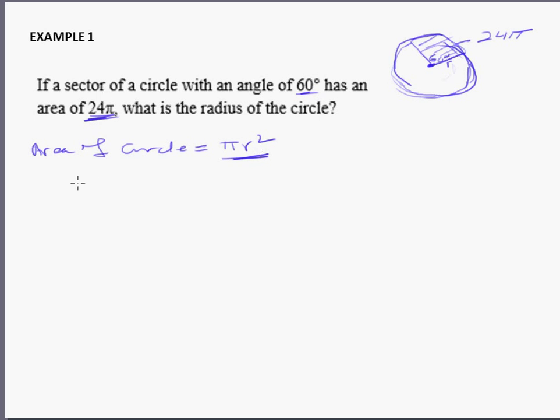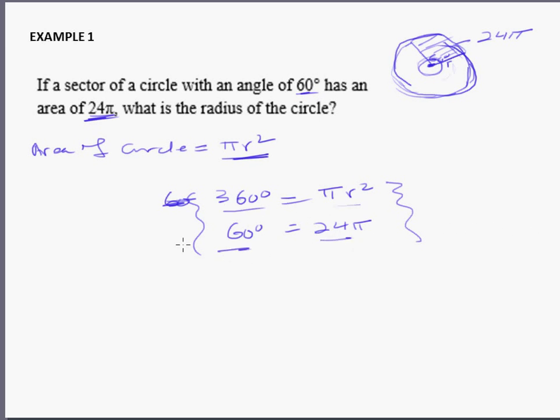All right. So let's come back here and say, well, we know 360 degrees, which happens to be the entire circle, occupies the total area of pi r squared. But 60 degrees is occupying an area of 24 pi. Now, how do I use these basic ratios here? We are given 360 is equal to pi r squared, 60 is equal to 24 pi. How do I use these two relationships to find r?